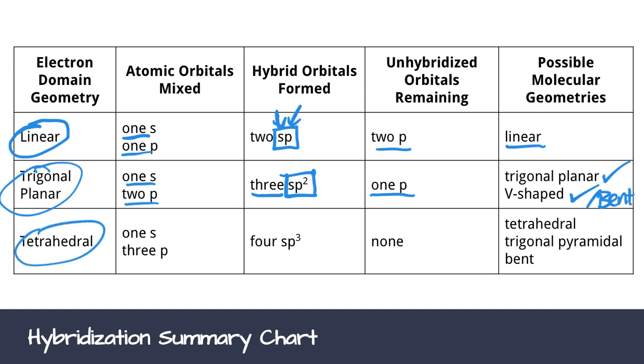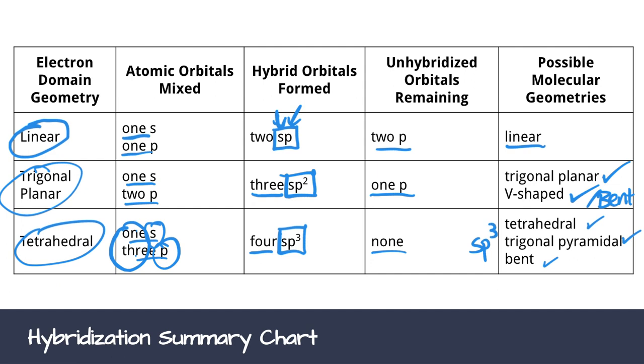For tetrahedral, we're taking an s and we're taking all 3 of the p's. So we're going to make 4. You can see how the numbers add up here, right? 1 and 3 make 4. And then the sp3 is because we have 1s and we have 3 p's. There will be no unhybridized orbitals left over. And so anytime you see a VSEPR shape that's tetrahedral, trigonal pyramidal, or bent with the 2 lone pairs of electrons, they have sp3 hybrid orbitals.